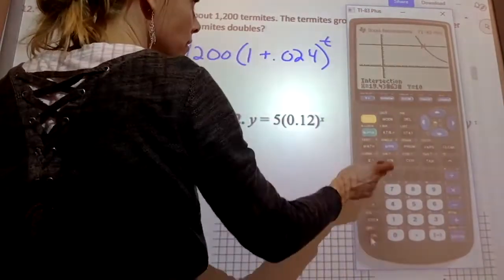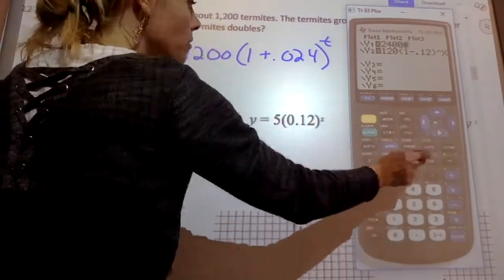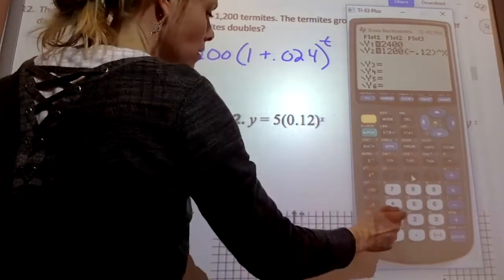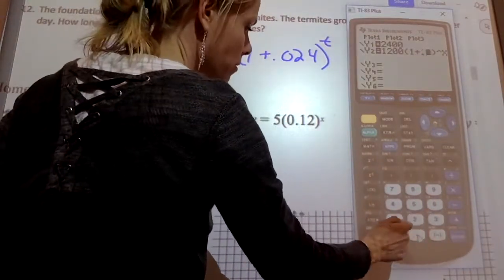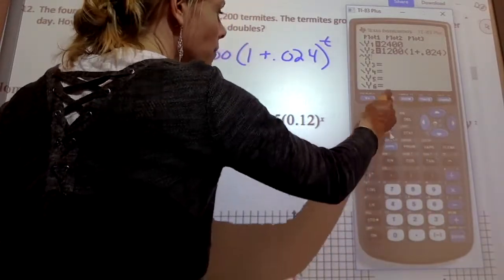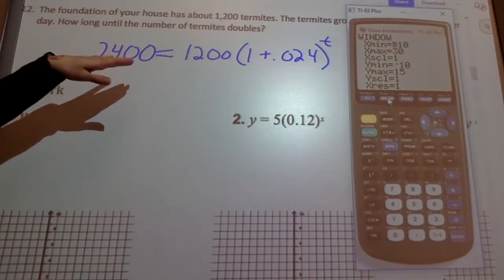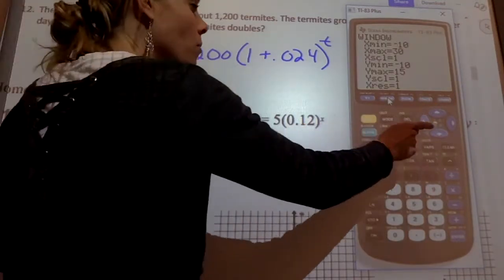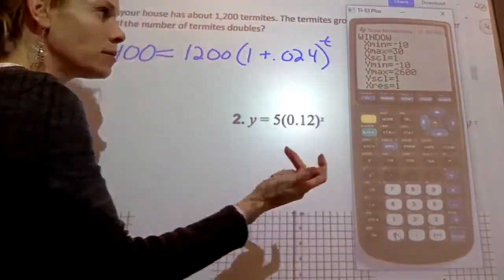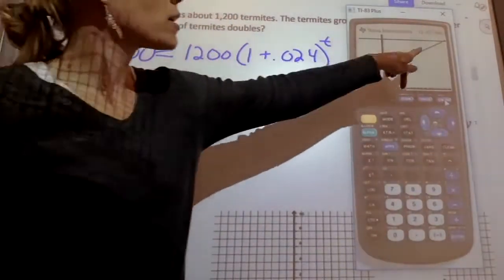In my y1, I would put 2,400. In my y2, 1,200(1 + 0.024)^x. I'm going to have to change my window because, look, my answer is 2,400. That means my y max needs to be a little bit more than that. So I would make my y max 2,600. And then graph, see where I'm at. And I'm really over here on the right side.